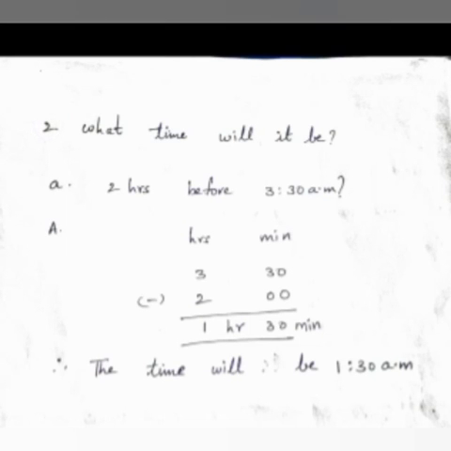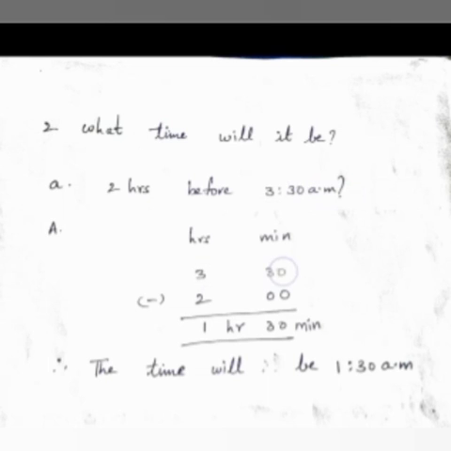See the second question, children. What time will it be 2 hours before 3:30 a.m.? So in order to get the time, we separate 2 hours from 3 hours 30 minutes. Let us arrange this in hours column and minutes column. 3 hours 30 minutes: 3 we write in the hours column.